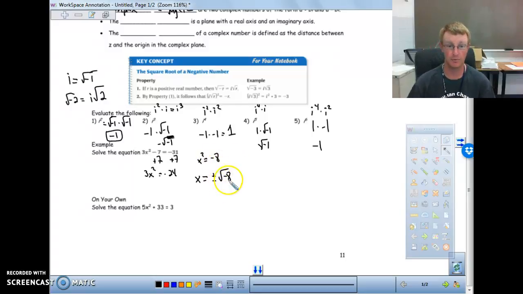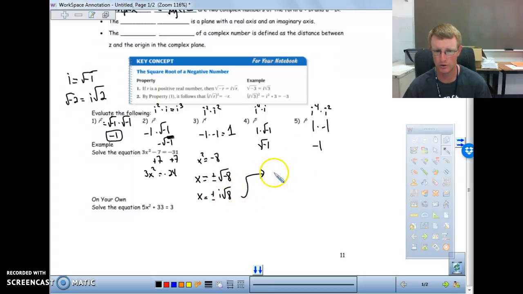And here's where our problem is, because we now have a negative underneath the square root. So we continue on with this, and we want to pull the negative out. So we have x equals plus or minus i times the square root of 8. We pulled the negative out to the outside, it becomes i. And now the only thing left to do is to reduce our radical. So i times the square root of 4 times the square root of 2. So x equals, the square root of 4 is 2, so x equals plus or minus 2i times the square root of 2.